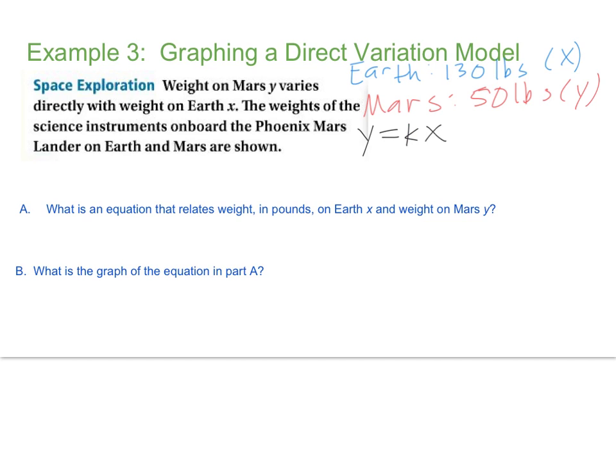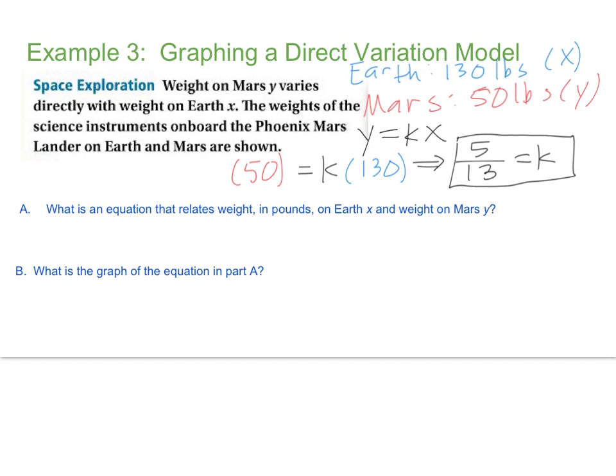To find out what our constant of variation is so that we actually have the correct equation, we will substitute the 130 pounds in for x and the 50 pounds in for y and solve for k. So substituting 50 pounds in for y and 130 pounds in for x and solving for k, we get k is 5/13. This gives us the equation. Another way to write that would be the decimal form, which is y equals 0.38x.